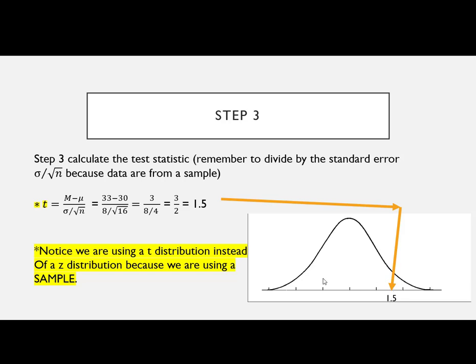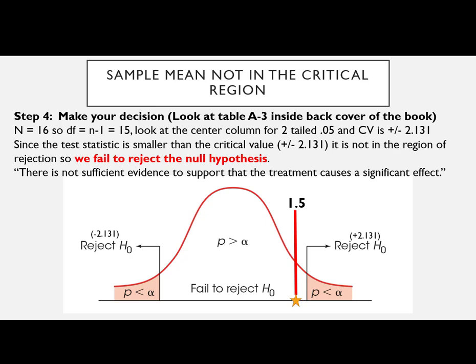Now, we know that the critical values for a z-score for a two-tailed test are plus or minus 1.96, but we're not using a z-score, we're using a t-score. So like we did with the z-scores, you're going to have to use a t-table now. Step 4 is to make your decision. So we look at table A3 on the inside back cover of the book, and our sample size was 16, so the degrees of freedom is n minus 1, so we look at degrees of freedom for 15. Then you look at the center column for a two-tailed 0.05 alpha level, and the critical value is plus or minus 2.131.